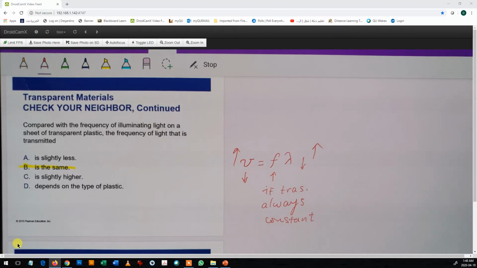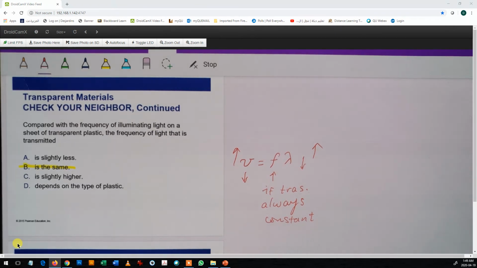But if the material is transparent, frequency is always constant, it does not change. So we see transparent, we say the light is transparent before and after, so it will have the same wavelength. Also, when we shine, for example, red light in the water, it goes through the water, it will stay red, and it will go out of the water also red.